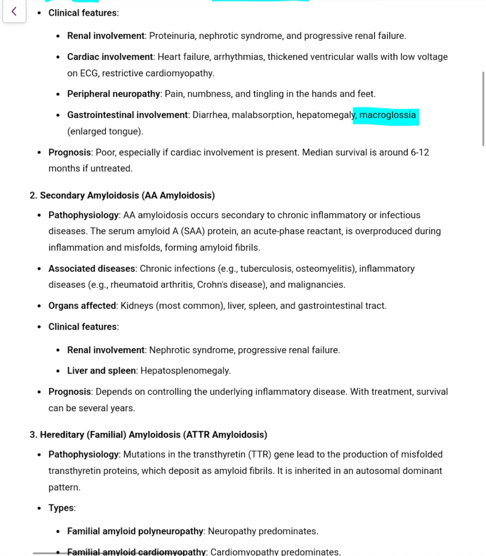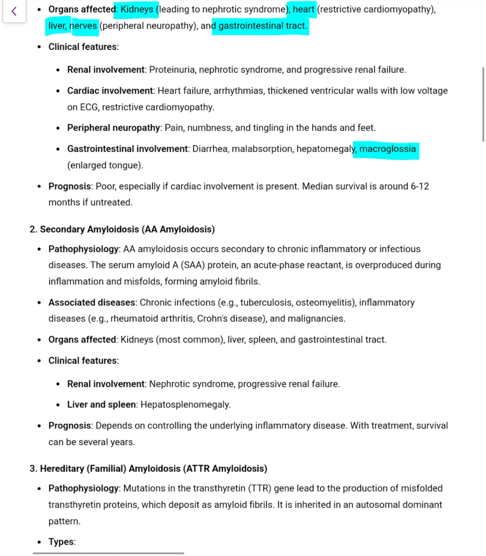Prognosis in primary cases is poor, especially if there is cardiac involvement. The most common cause of death in primary amyloidosis is cardiac failure. The mean survival from diagnosis is 6 to 12 months only if untreated.